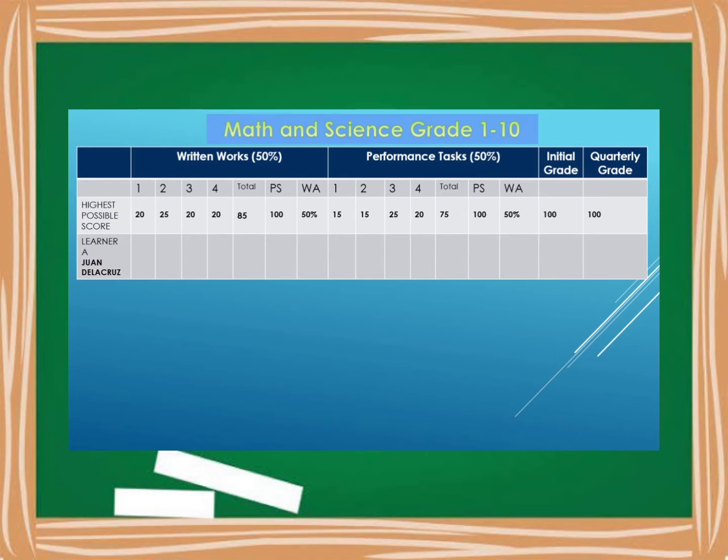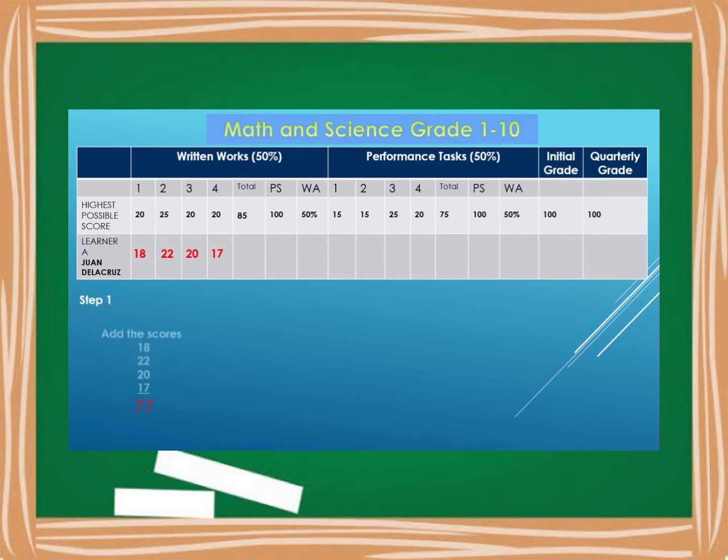Ang example natin ngayon ay tungkol sa Math and Science ng grade 1 and 10. So napakasimple lang kung paano natin sila i-compute. Kung titingnan natin ang ating table, meron itong highest possible score at ang mga learners. Halimbawa, learner A. Si learner A o si Juan de la Cruz example ay nakakuha sa written works ng 18, 22, 20, and 17. Paano natin kukumputin ang kanyang score sa written works?